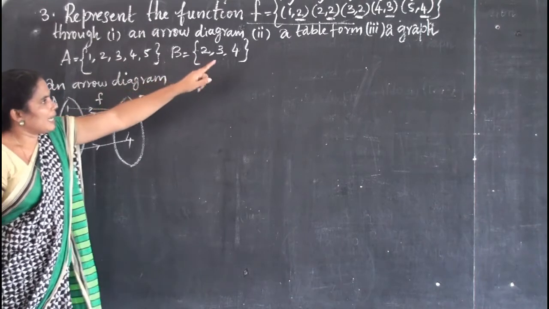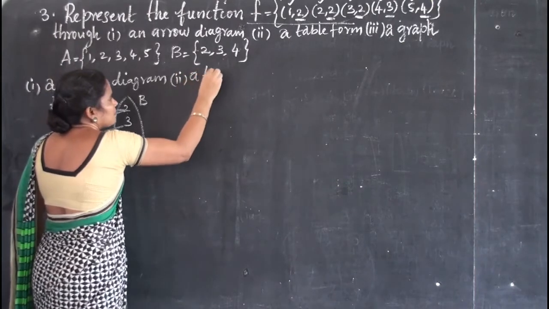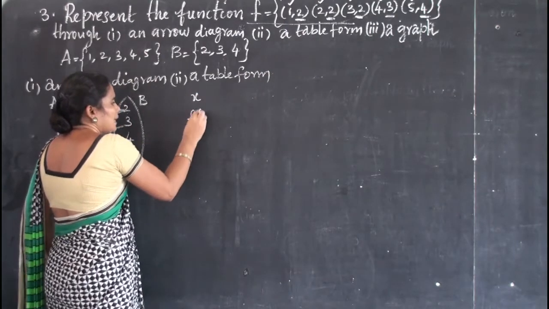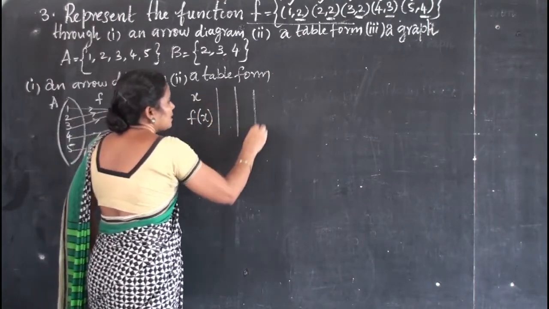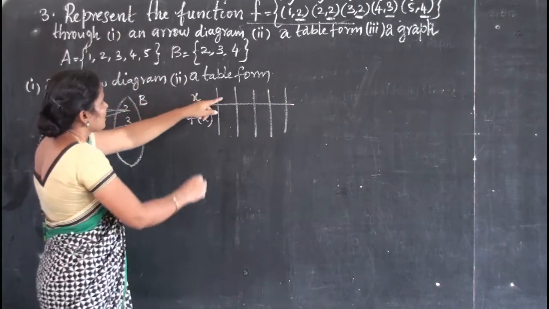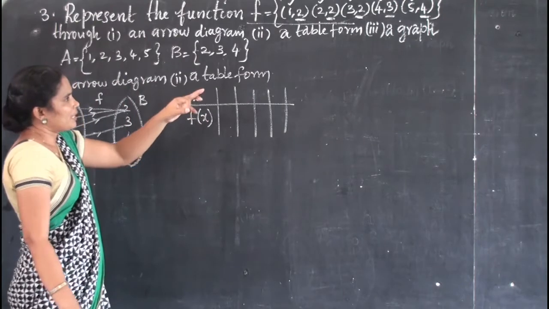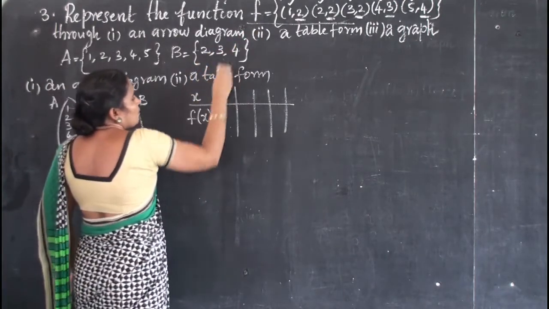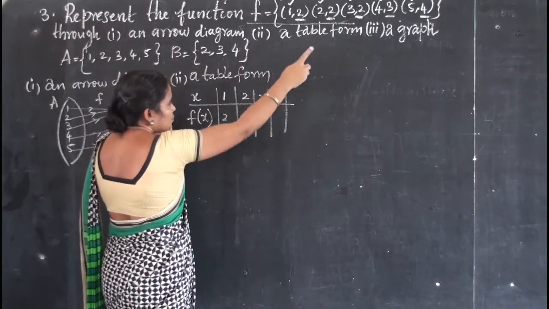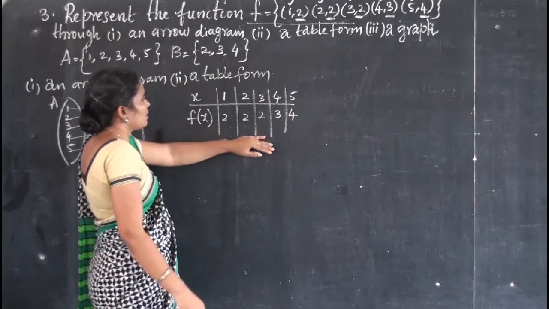Then go with a table form. What is a table form? Taking x and f of x. Here 1, 2, 2, 3, 3, 2, 4, 3 and 5, 4. So we can write 1 to 2, then 2 to 2, 3 to 2, 4 to 3 and 5 to 4. That's all. Okay.